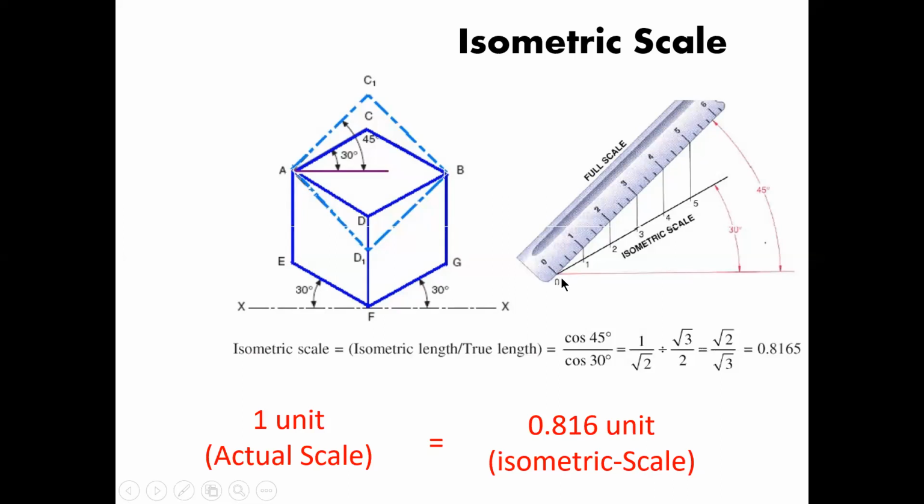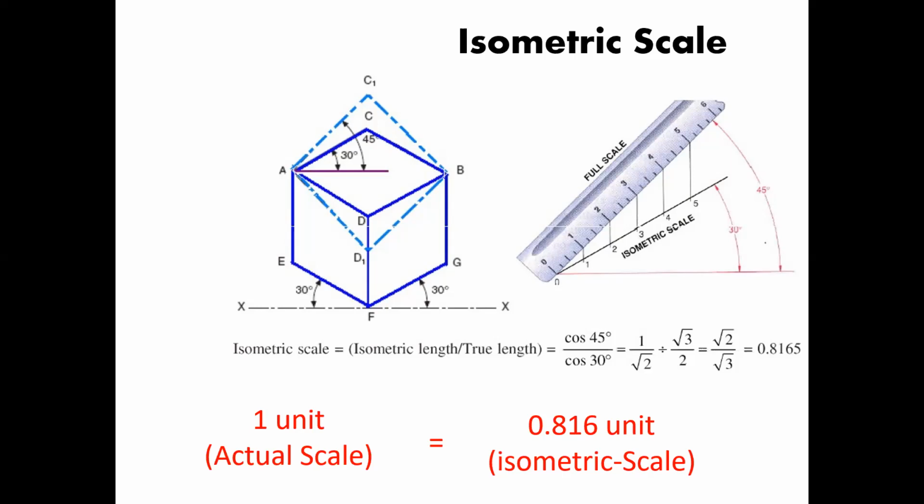So the length on the 45-degree line is 10 mm. The length on the 30-degree line will be converted to 0.8165 into 10, that is 8.165. So this is called the isometric length. The actual length, if it is 10 mm, the isometric length will be equal to 8.165 mm.